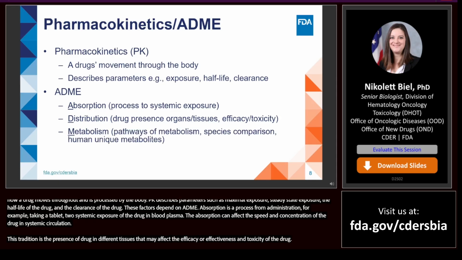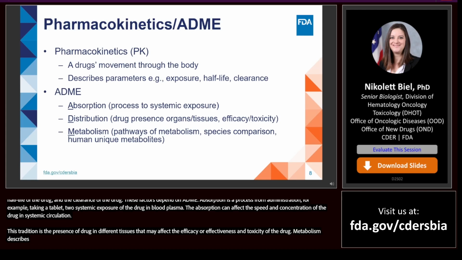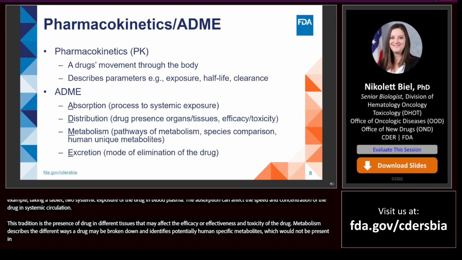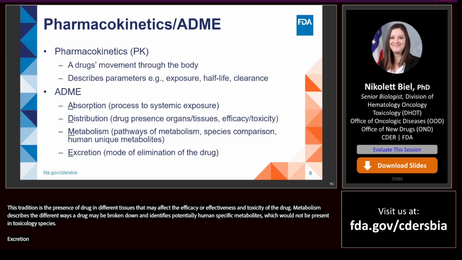Metabolism describes the different ways a drug may be broken down and identifies potentially human-specific metabolites, which would not be present in toxicology species. Excretion describes the mode of elimination of a drug, for example, through urine, feces, or bile.